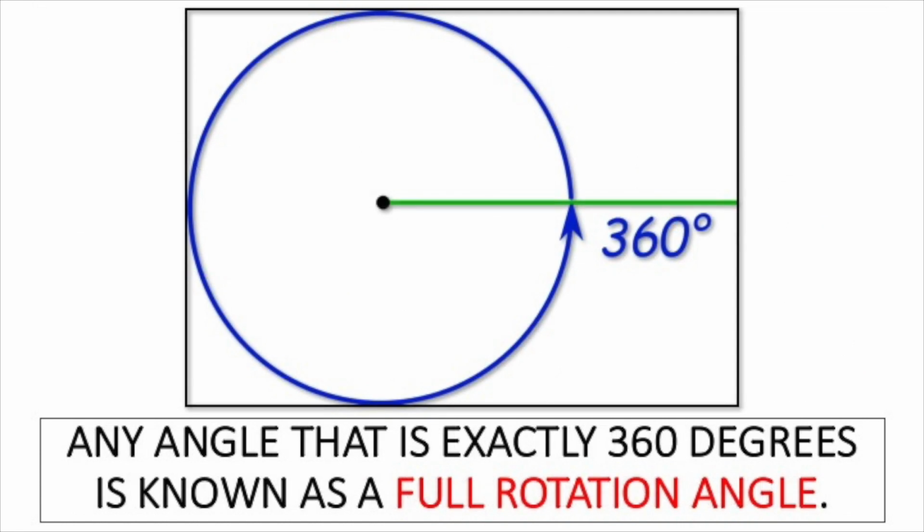Any angle that is exactly 360 degrees is known as a full rotation angle. Or you might hear it called a complete angle. Complete angle because you can't get bigger. You can't get bigger than a full circle. So 360 degrees is the largest angle we can make.